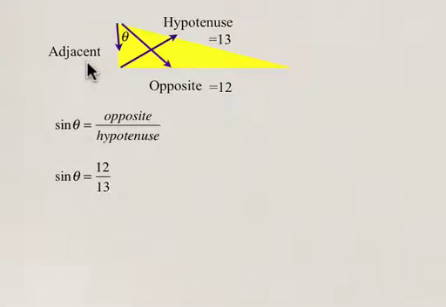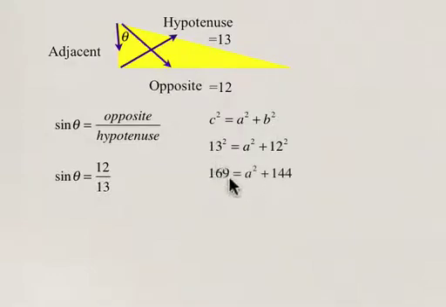We don't know the length of our adjacent side, but we can use the Pythagorean theorem to find it. So the Pythagorean theorem is, remember, c squared equals a squared plus b squared. And c is always the hypotenuse, so we're going to sub in 13 for the hypotenuse. And we'll let a be our adjacent side and b be the opposite side. So 13 squared is equal to a squared plus 12 squared. So we're just subbing in the values for our opposite side and our hypotenuse into the Pythagorean theorem.